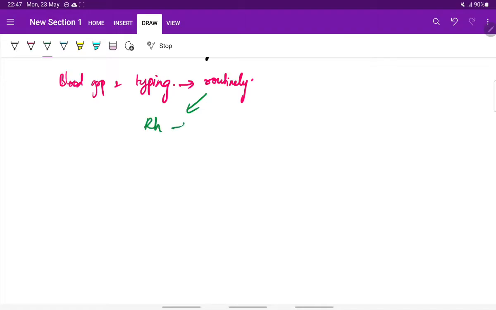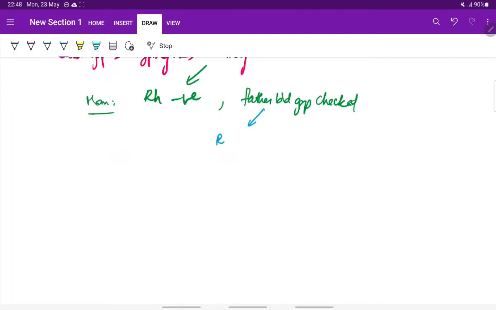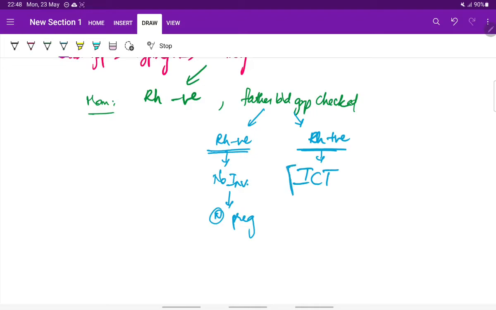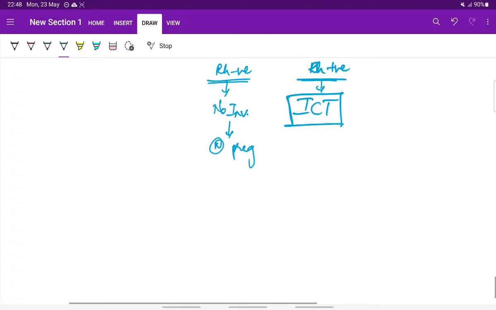If the mother turns out to be Rh negative, then the father's blood group is checked. If the father also turns out to be Rh negative, then no further investigation is required, and the pregnancy is treated as a normal pregnancy. If the father is Rh positive, then indirect Coombs test is performed on the mother's blood to detect anti-D antibodies in the maternal serum. And if the indirect Coombs test turns out to be negative, then it is repeated once every trimester.